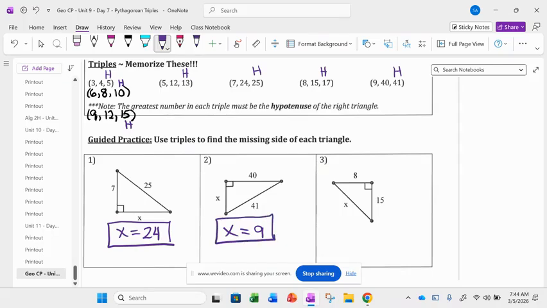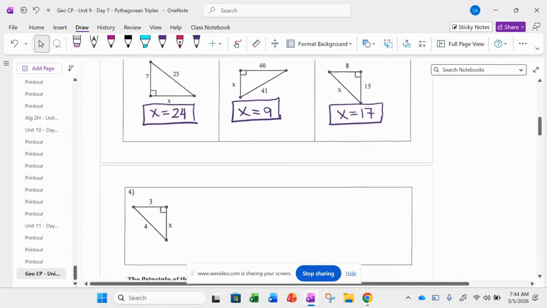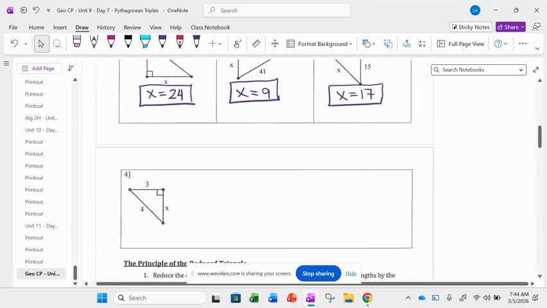Now in number 3, I don't have the hypotenuse. I have one leg that's 8, the other leg is 15. So I go back to my triples and I'm like, oh, I found it. If one leg is 8, the other leg's 15, the hypotenuse has to be 17. All right, let's keep going.